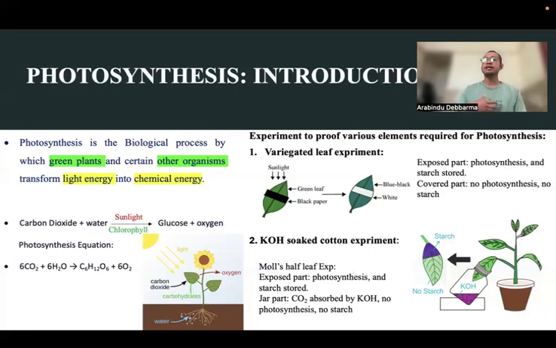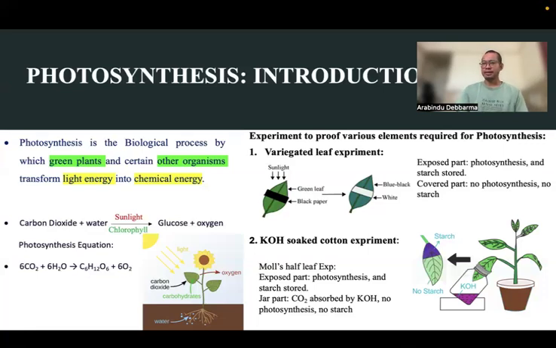So, how has this been proved, how are these elements used during the photosynthesis process? Our scientists have done various types of experiments in order to prove that sunlight is required, carbon dioxide is required, water is required, chlorophyll is required. With small experiments, they found out how all the elements take part in the process of photosynthesis. So let's start one by one with the experiments that scientists have carried out.